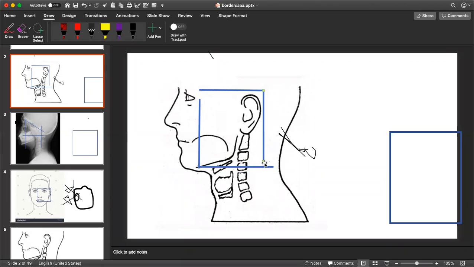I'm just repeating it once again. Superior border, the zygomatic arch. The anterior border would be at the anterior border of the masseter. The posterior border would be behind the mastoid process, and the inferior border would be 1 centimeter below the angle of the mandible.